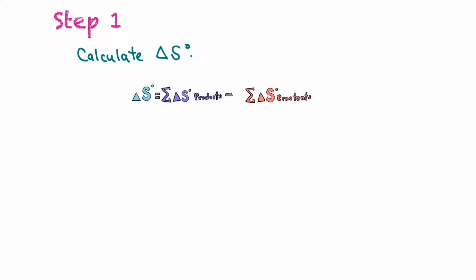So remember, delta S is equal to the sum of the delta S's of the products minus the sum of the delta S's of the reactants. So that we will find those values in section 12 of the data booklet. So our products would be 214 plus 39, and then we subtract the delta S of the reactant, which is 88. So that is equal to 165 joules per K per mole.